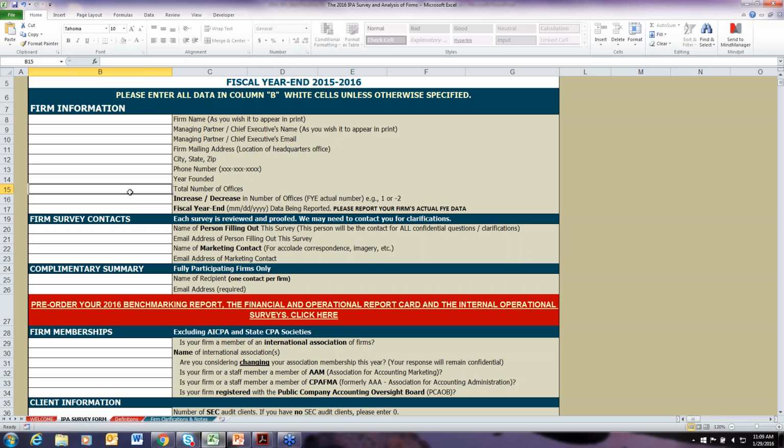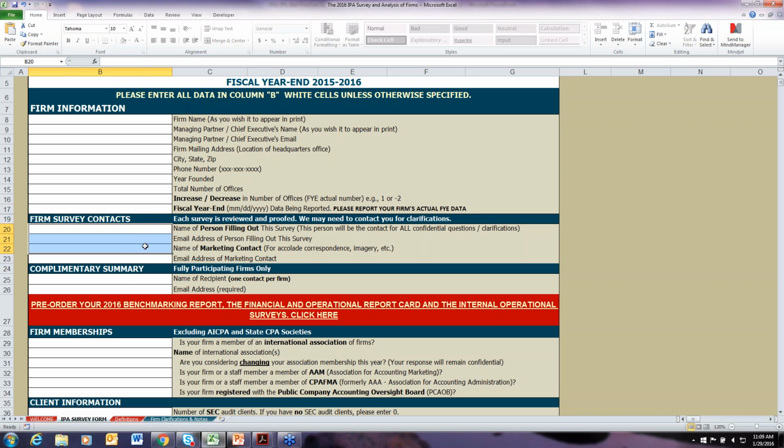Rows 15 to 16 tell us how many offices you have here in this section and what the change was from last year. If you don't have any changes, be sure to enter 0 in row 16. On row 17, be sure to tell us not only the month and day of your fiscal year end, but also the year that you are reporting. Our contact information is here also in case you have a fiscal year end after May 2016. Go ahead and contact us for additional information.